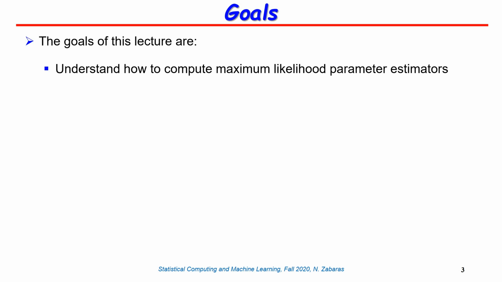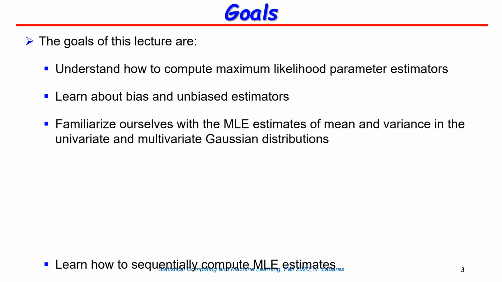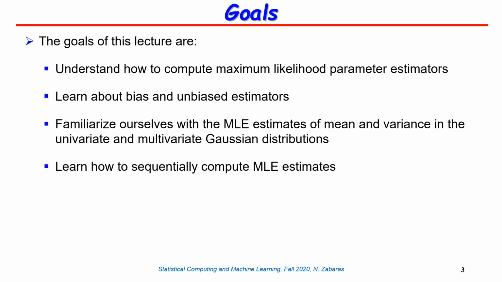All right, so the goals for today's lecture are the following. We need to understand how to compute maximum likelihood parameter estimates, in particular for the univariate and the multivariate Gaussian. We need to understand what it means to have a biased and unbiased estimator of these parameters. We will also learn about this sequential estimation that I mentioned, and I want you to get some starting working knowledge of what we call the Robbins-Monro Algorithm.